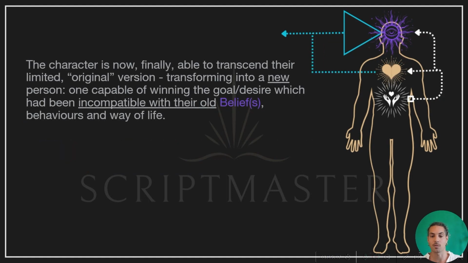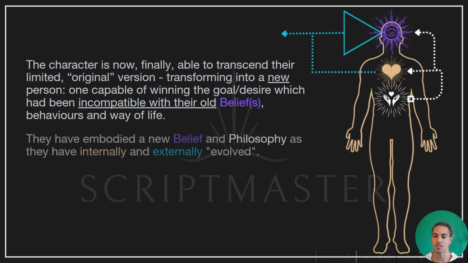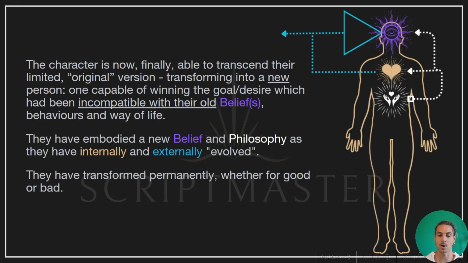The character will now finally be able to transcend their original version, the limited version they began as. They've transformed into a new person who is now capable of winning the goal and desire which had actually been incompatible with the person they were at the story's start. They held beliefs at the start of the story. Those beliefs dictated their perceptions, thoughts, and actions, which basically made them into a person who was not naturally aligned with the type of result they want. But they've now undergone enough challenges to change those so that they are now naturally aligned with the life that they seek. So they have embodied that new belief and philosophy as they've internally and externally evolved. So they've transformed permanently, whether for good or for bad.